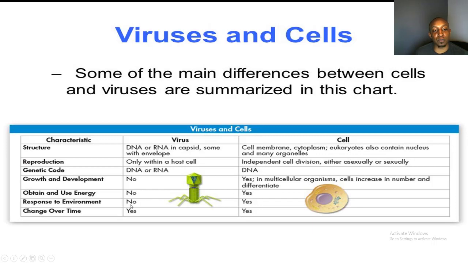And then viruses don't respond to the environment, while cells do respond to the environment. So if there is too much solute on the outside of the cell, the water rushes out. If there's too much solute on the inside of the cell, the water will rush in to balance and respond to that environment. And then viruses do adapt and change over time, and so do cells as well.